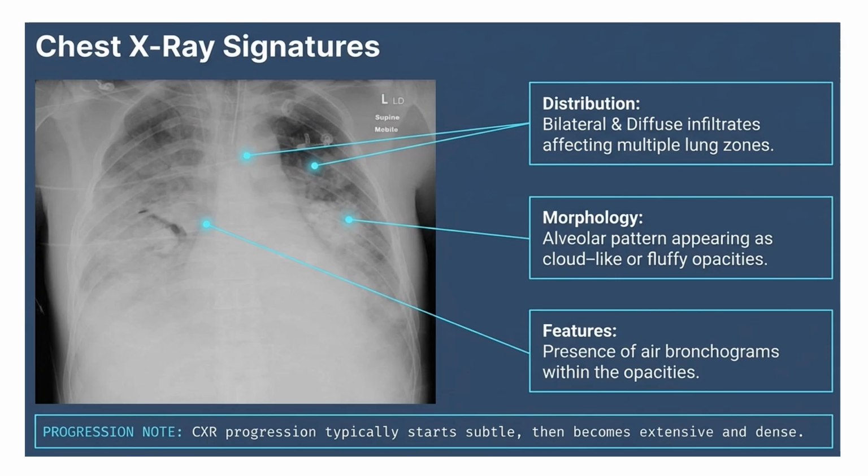When you see the chest x-ray, the distribution looks like bilateral diffuse infiltration affecting multiple lung zones, mainly in the periphery. Also an alveolar pattern appearing as cloud-like, puffy opacities, usually present with air bronchogram. Typically it's a bat wing appearance, looking like a dense appearance, most commonly affecting the periphery. Okay, so for confirmation we have to do the HRCT to identify the lesion.